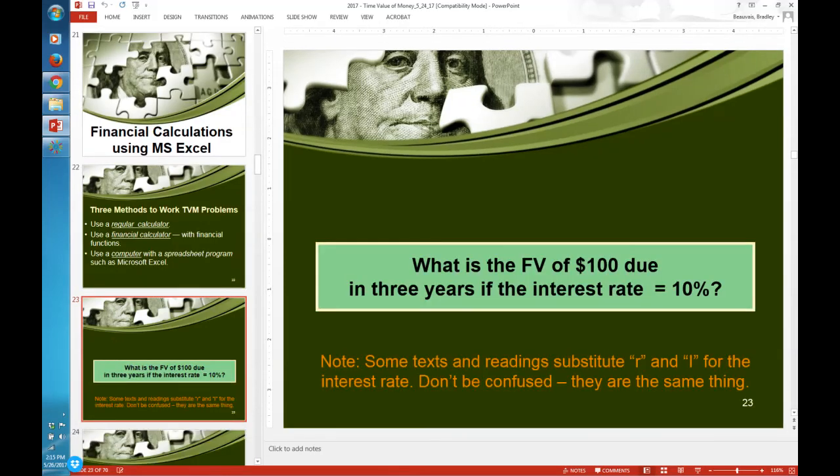So, going back to some of the basics here, what is the future value of $100 due in 3 years if the interest rate's 10%? And note that in some text or readings you'll see R and I substituted for the interest rate. They mean the same thing, so don't be confused as we're walking and talking through the slides, because I'm leveraging content from a couple different sources, so I want to make sure that doesn't confuse anybody.